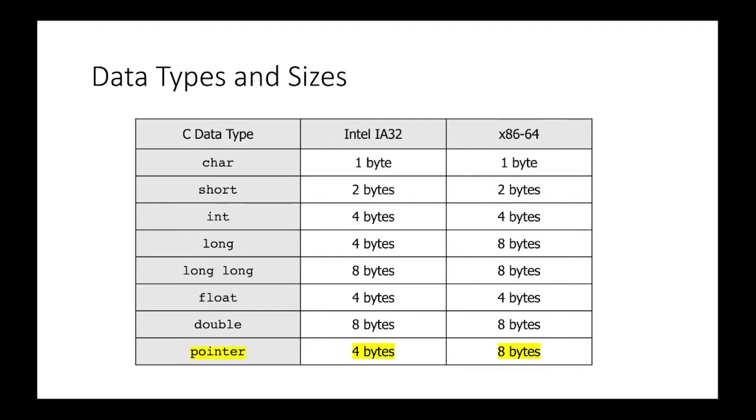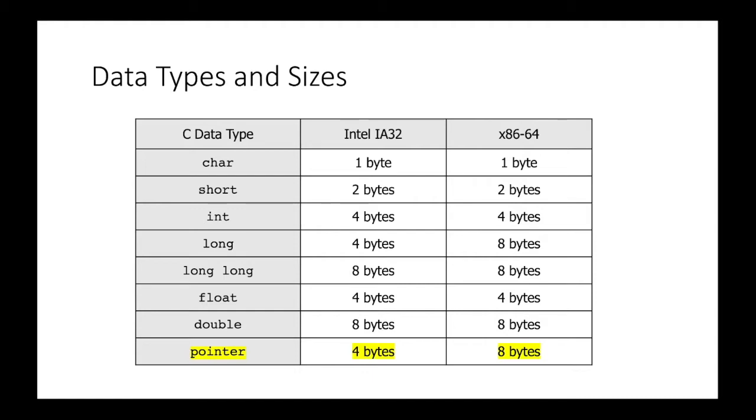Short is 2 bytes on both. Int is 4 bytes on both. Interestingly, long is 4 bytes on 32-bit x86 and 8 bytes on 64-bit. Long long is 8 bytes on both. Float is 4 bytes on both. Double is 8 bytes on both.